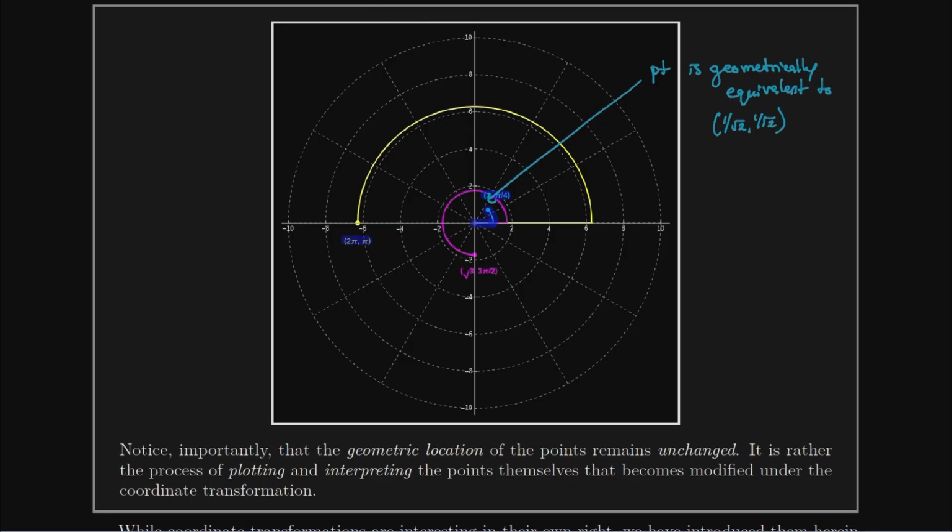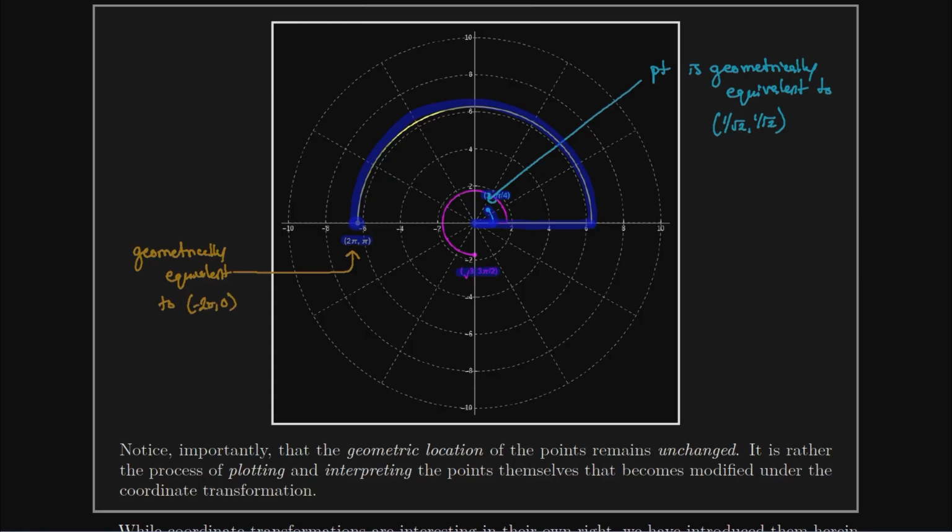And we can look at the same for 2 pi comma pi. That means we go out the positive x-axis by 2 pi units, and then we take an angle measurement of pi around the axes, and that's going to end me up where I ended up before. And again, we are geometrically equivalent to the point negative 2 pi comma 0.